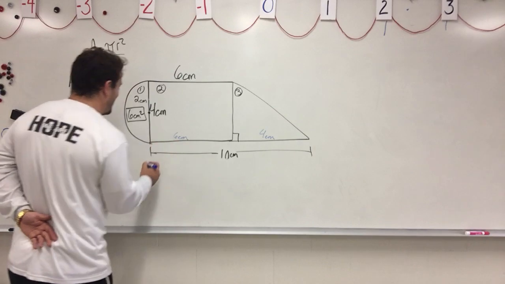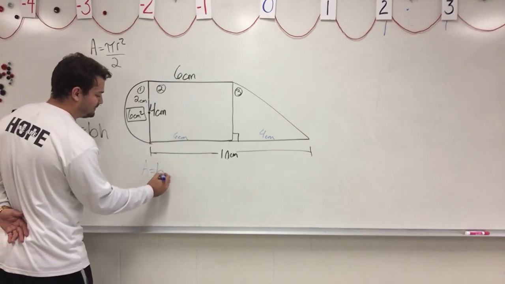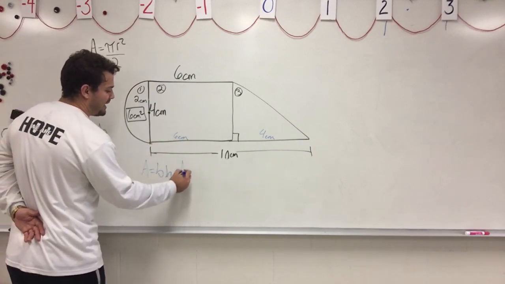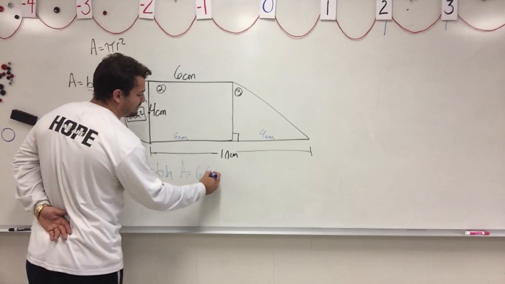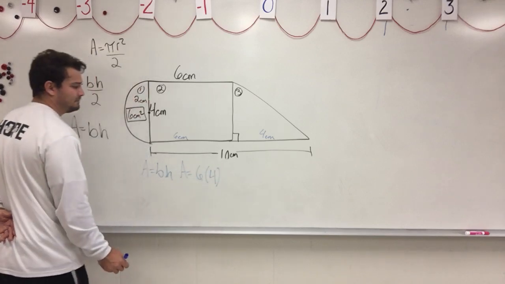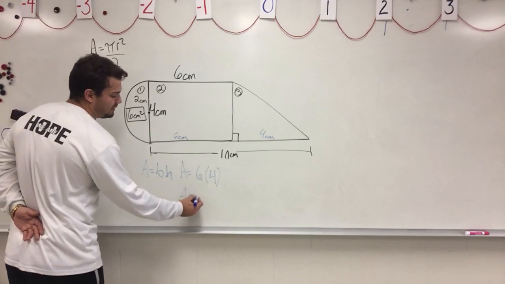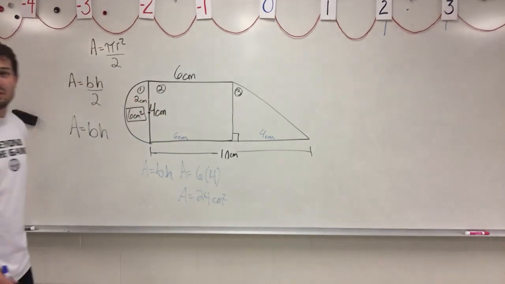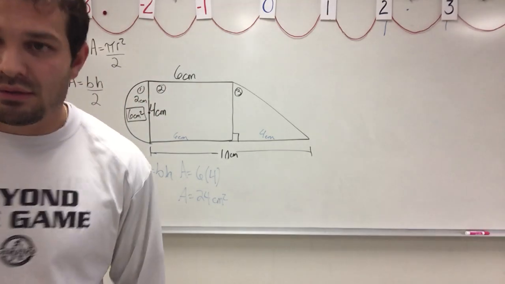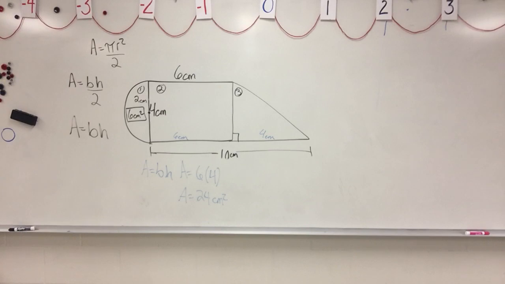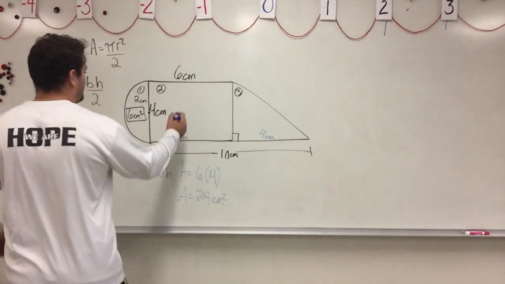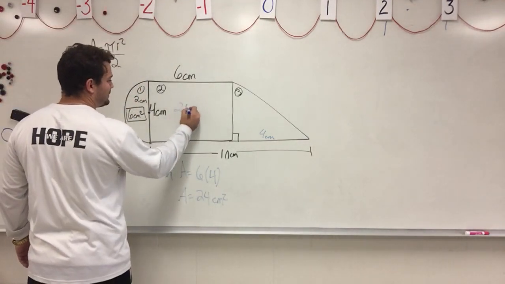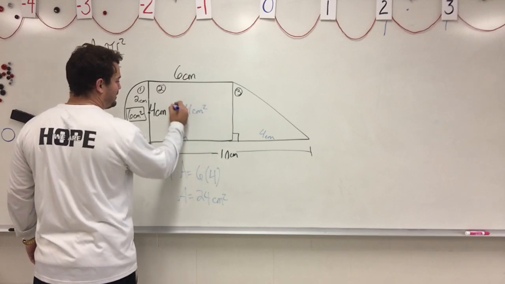So we need to do base times height. So my area equals 6 times 4. So the area of my rectangle is 24 centimeters squared. Just base times height. So hard to see, but we're doing base times height. 6 times 4, and 6 times 4 is 24. So the area of the rectangle is 24 centimeters squared.